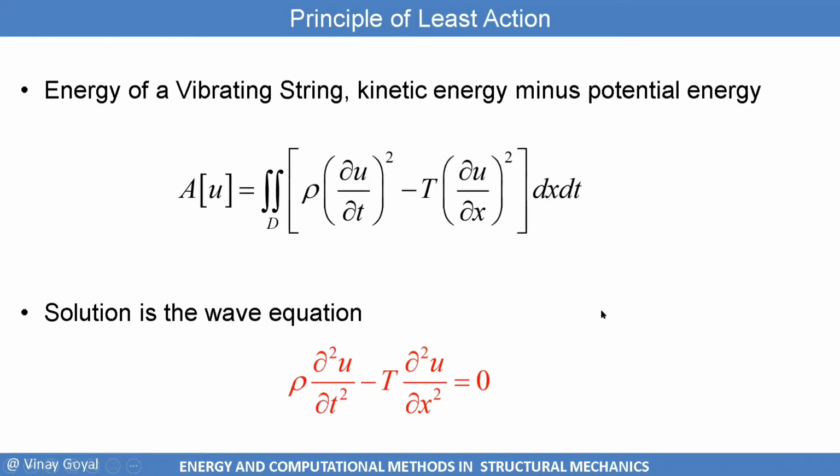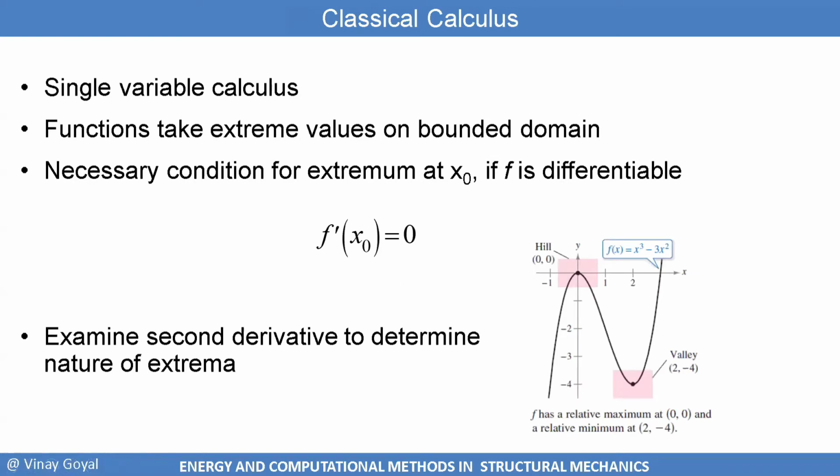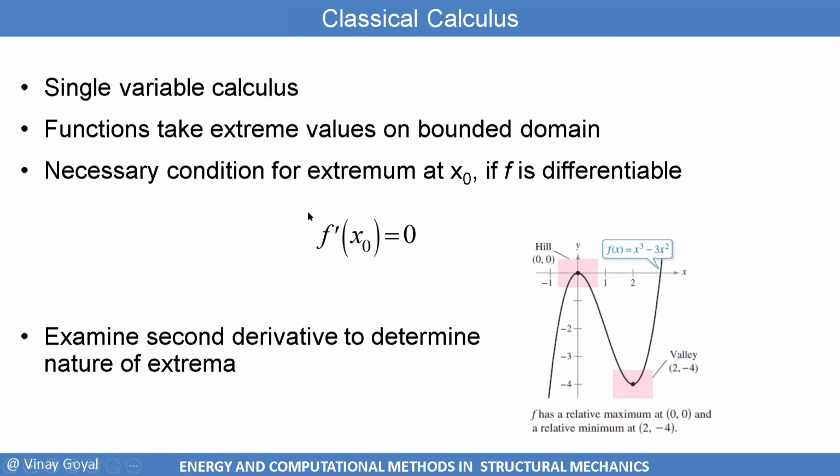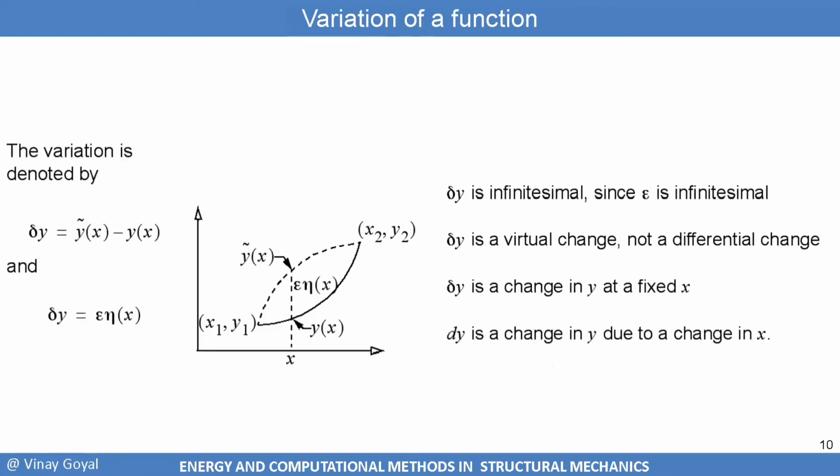But I can't do that with a functional A. I cannot just take the derivative of A with respect to U and set that equal to 0, because A now depends on a function U, which I do not know what it is, and U depends on X and T. So I cannot just simply take the derivative of A with respect to U and do the same thing I did here. Very different problem.